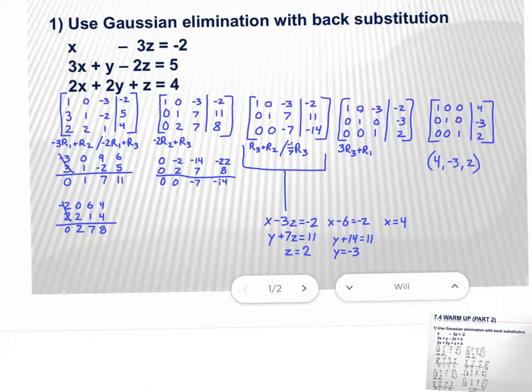If you didn't get to 4, -3, 2, then somewhere along the line you made your mistake. Okay, you can try to check. I can't check each and every one of yours, but you can try to check where it is. So this one, obviously, if you rewrite the very beginning matrix, it looked like this.